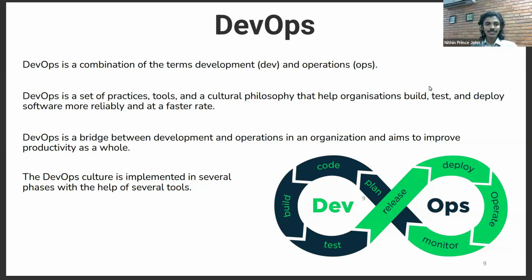And this DevOps culture is implemented through various phases. By looking at this figure, we can see that it's an infinity symbol, right? This DevOps culture is basically divided into 8 phases. Here we have the plan phase. That means planning is the initial phase. Then we have the code phase, build, test, release, deploy, operate, then monitor, and again it goes to the plan phase. So it's like an infinity symbol, or we can say that it's a continuous process, right?